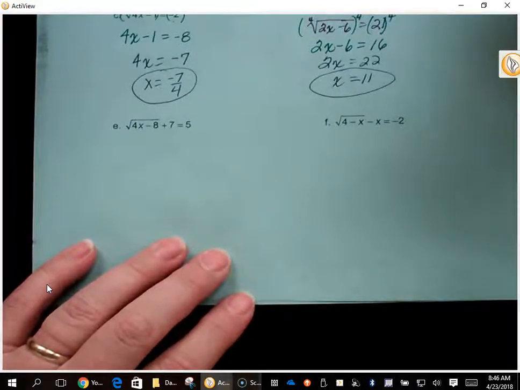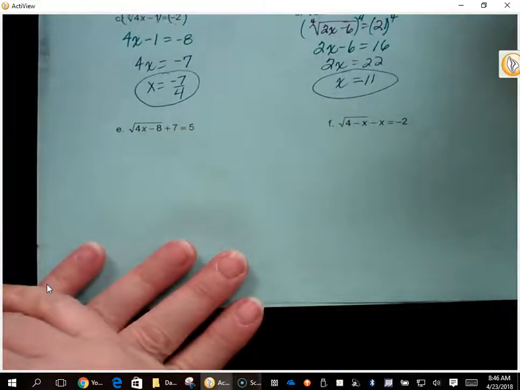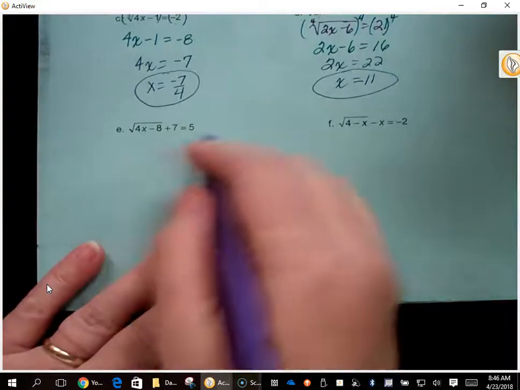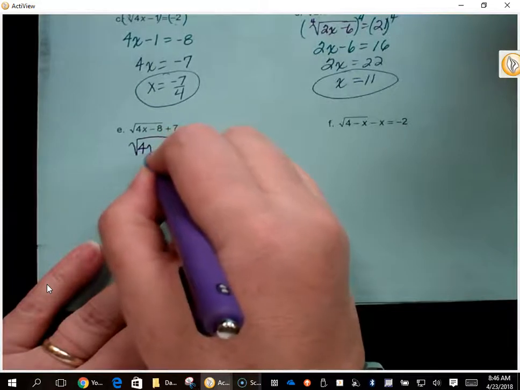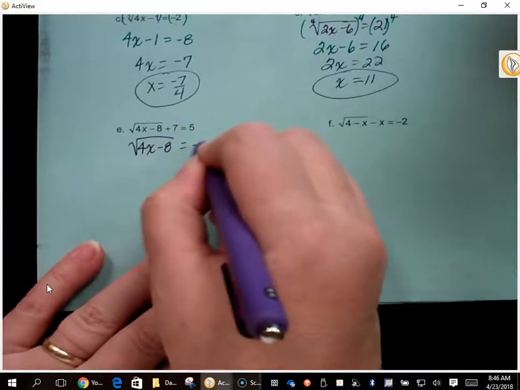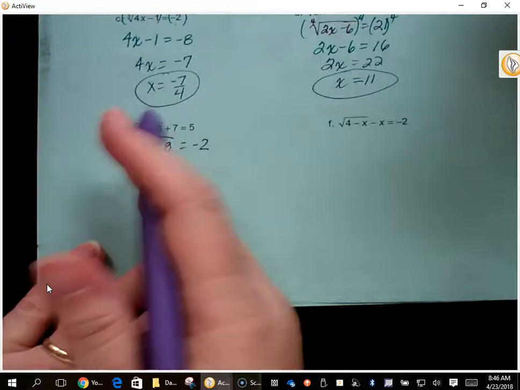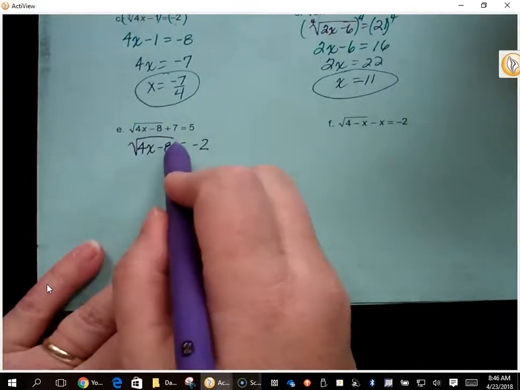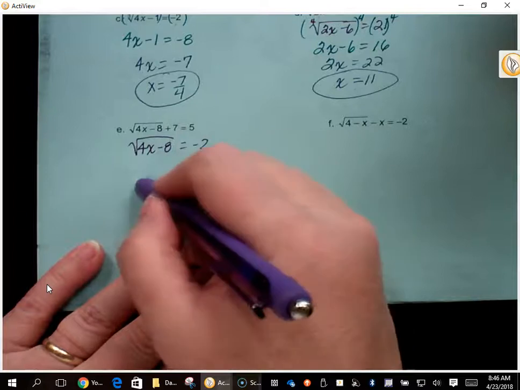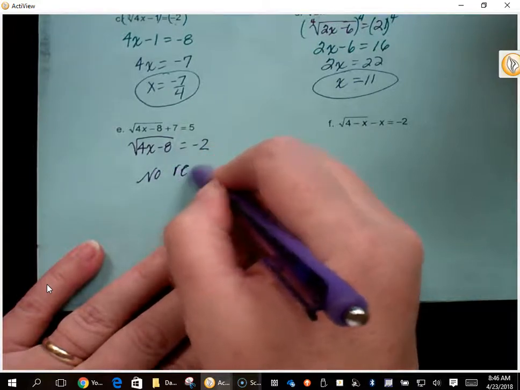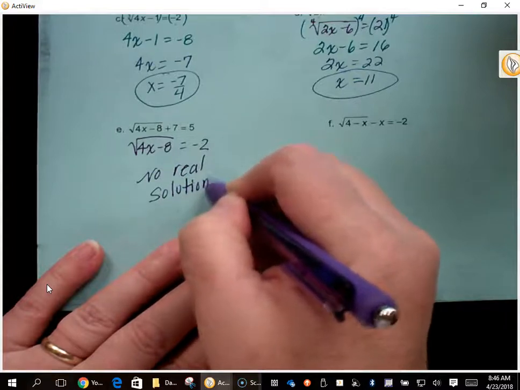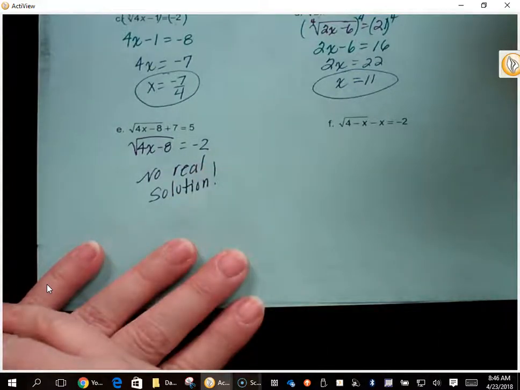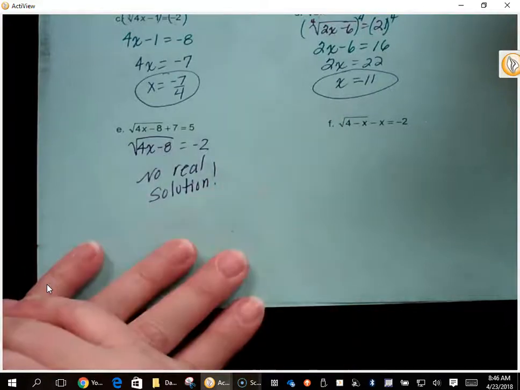So taking a look at this first one here, the first thing we need to do is get things so that the radical's on one side and everything else is on the other. So we subtract 7 from both sides, and we end up with the square root of 4x minus 7 equals -2. Well, I talked about that earlier. The square root can't be negative. So there's no real solution here. And that's all you'd have to write, as long as you showed that it didn't work.